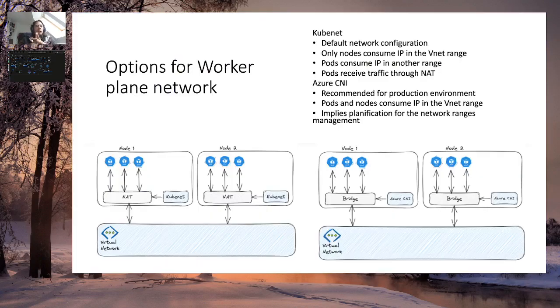Okay, network options for the worker plane. Going back to the beginning of Kubernetes in Azure AKS, we have Kubenet and Azure CNI as the two main options available for configuring the network for the workers. Kubenet is the default network configuration, and you can see on the schema on the left that it uses a kind of NAT so that the pods are reachable from outside. Which means that pods and nodes don't see each other in terms of IP range, and they are both isolated from one another.